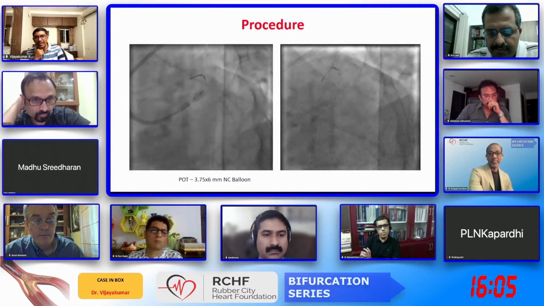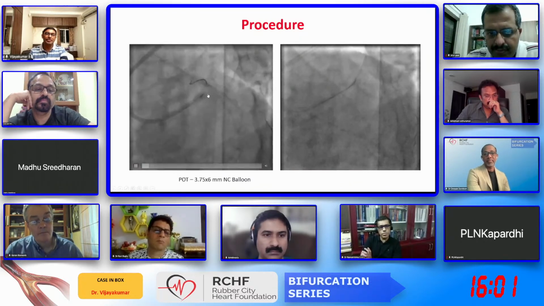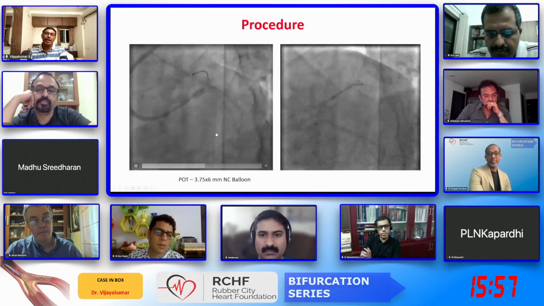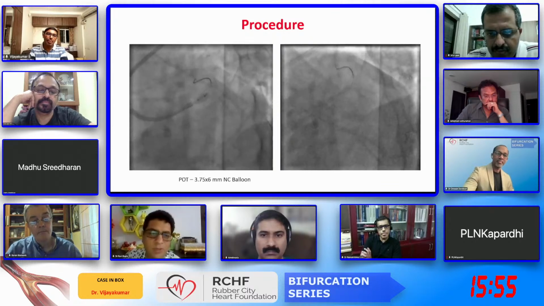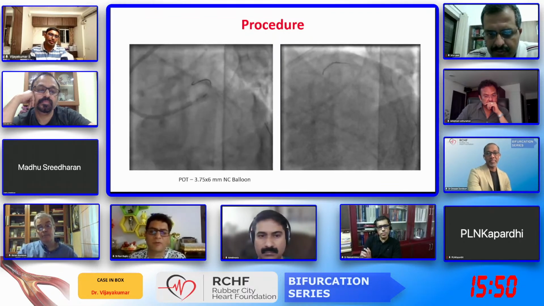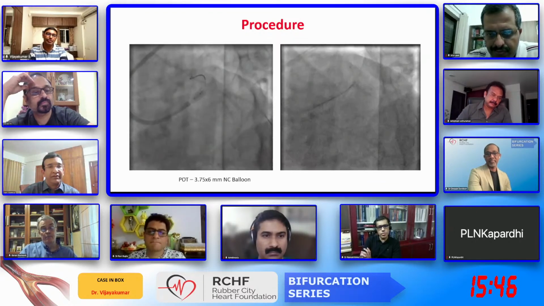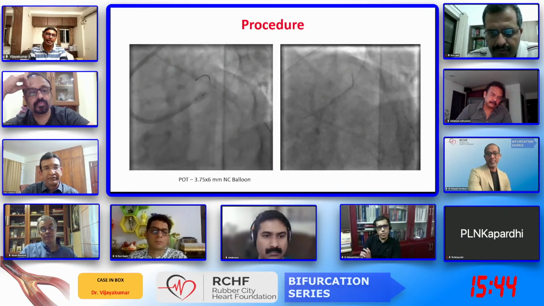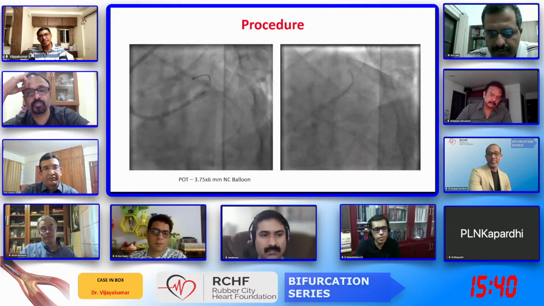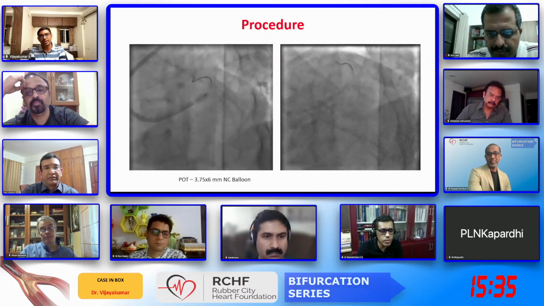Then again, we didn't realize at that time. You can see that the balloon was not extending to the carina at all. Can you see that? It is not extending. We thought probably the balloon is in the unstented part of left main as well, since we are planning to stent proximally. But it is a 6 millimeter balloon, the shortest we had. It was realized later it was not extending to the carina part.